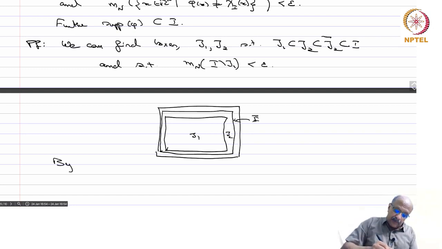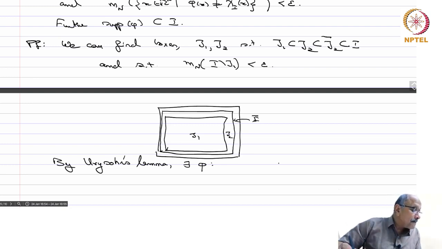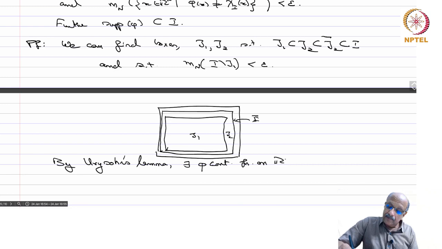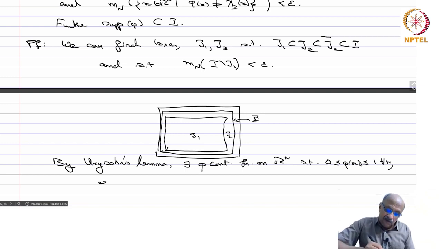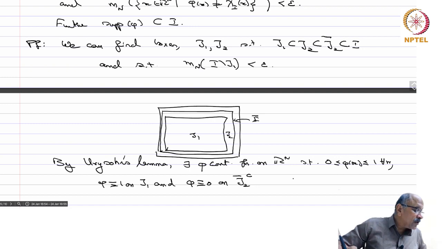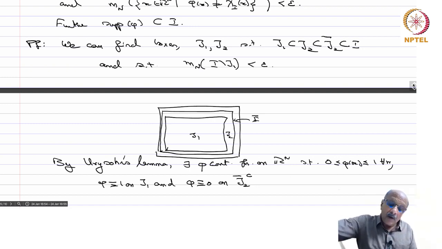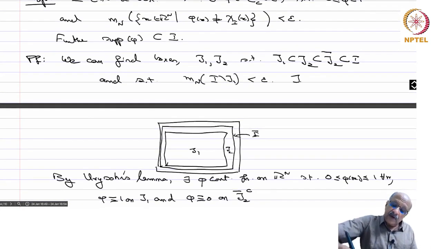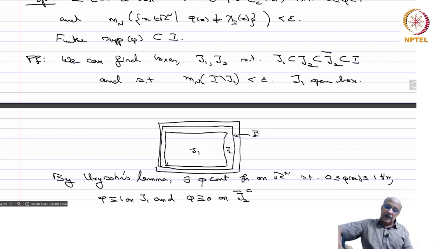Now you use Urysohn's lemma: there exists a continuous function phi on Rn such that 0 is less than equal to phi x less than equal to 1 for all x. That is true. Phi is identically 1 on J1 and phi is identically 0 on J2 bar complement. So you have two disjoint open sets. So J1 is an open box. Oh, let me write that first. J1 open box. Okay, so I have two disjoint open sets.